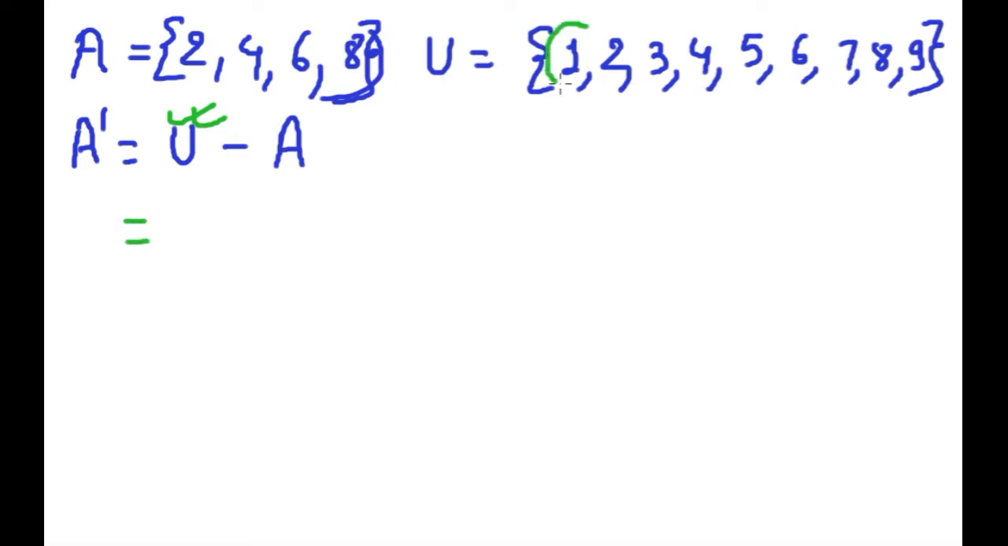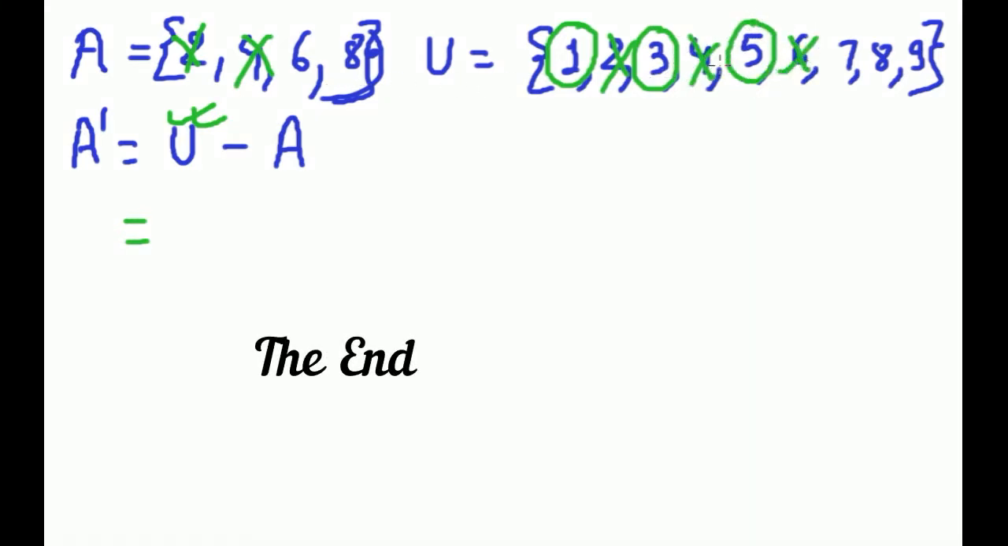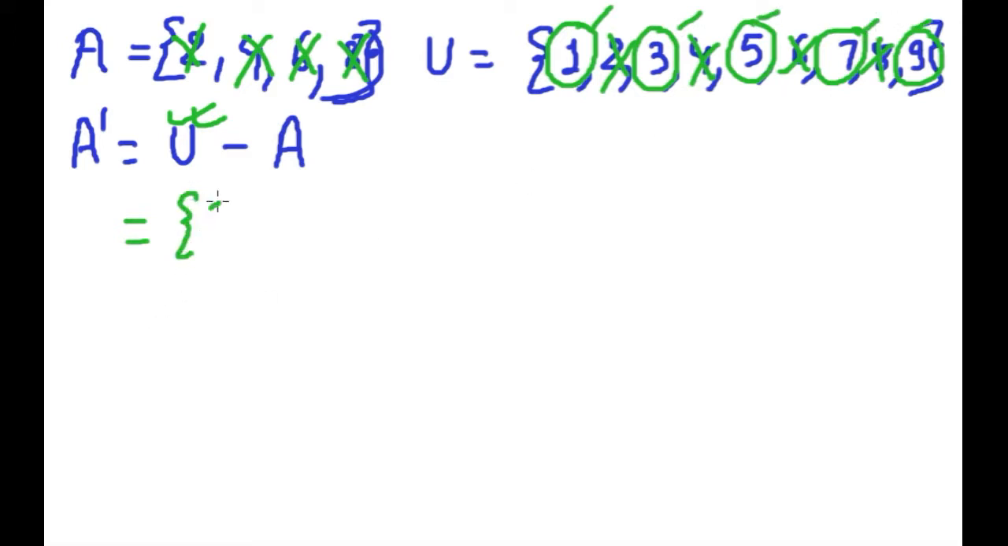Start from here. 1, 2 is present in both sets, 3 here, 4 is present in both, 5, 6 is present in both, 7, 8 is present in both, 9. So 1, 3, 5, 7, 9. This is A complement. Now B complement.